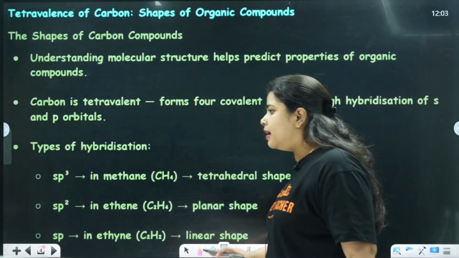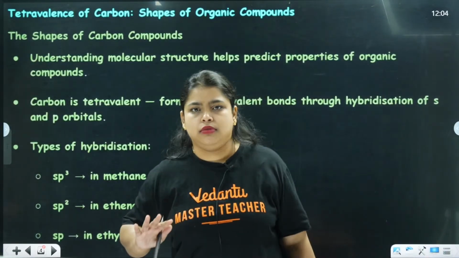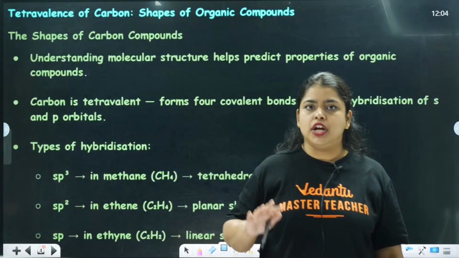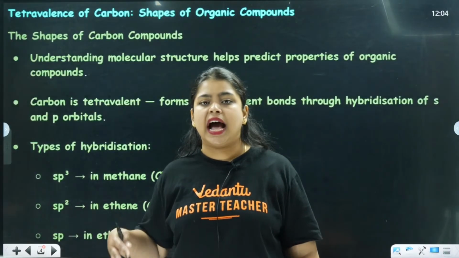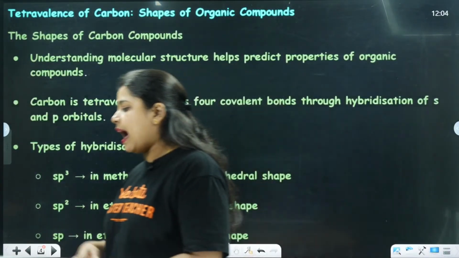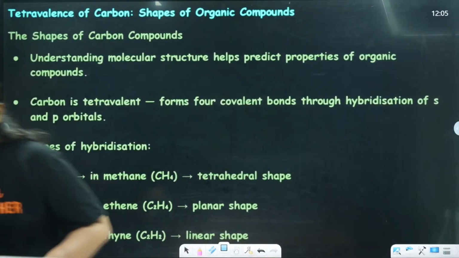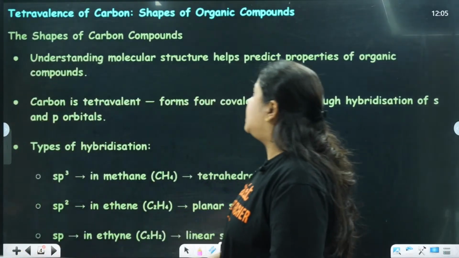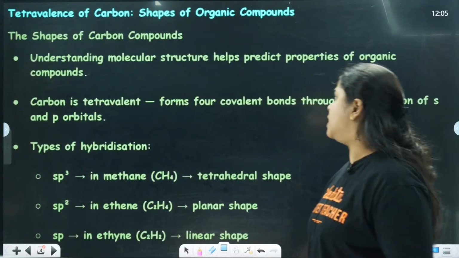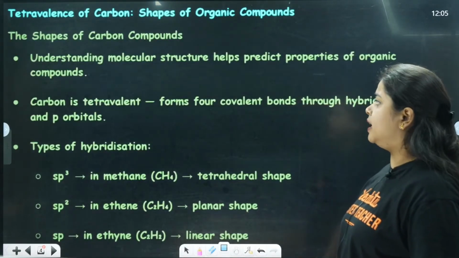So now the next thing is, they got to know all the compounds are there, but what are the shapes, how the shapes are present for them, and how it's been working there, that is also very important to know, right? Yes, I am audible and visible properly to everyone, right? Clear? So next we will start with the tetravalency of carbon, shapes of organic compounds.